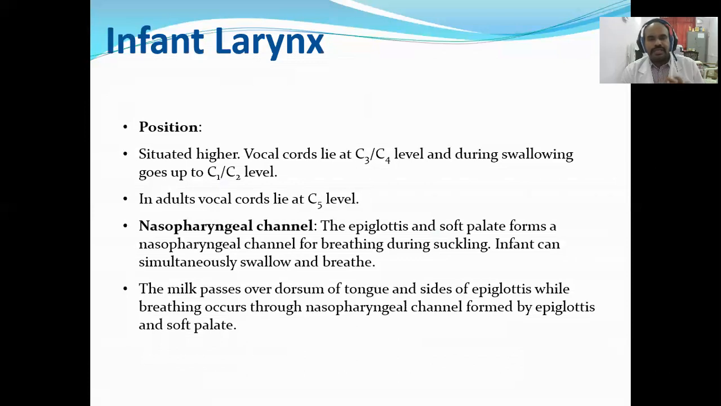The epiglottis and the soft palate form the nasopharyngeal channel for breathing during suckling. The infant can simultaneously swallow as well as breathe. This is the peculiarity with respect to the infant larynx. So the infant can breathe as well as swallow simultaneously by the nasopharyngeal channel. The milk passes over the dorsum of the tongue and the sides of the epiglottis, while breathing occurs through the nasopharyngeal channel formed by the epiglottis and the soft palate.